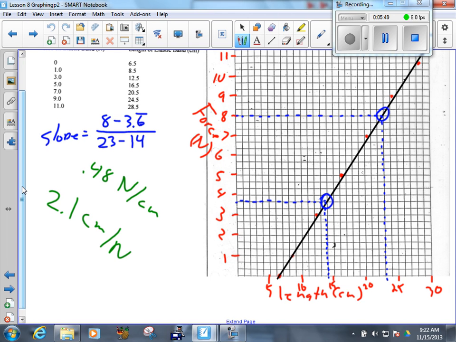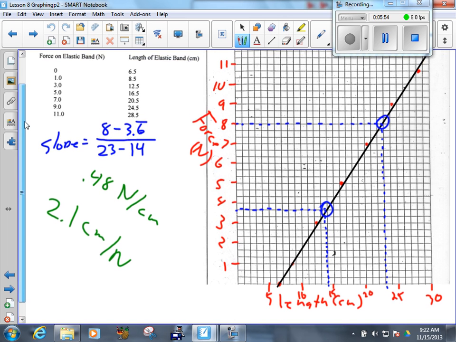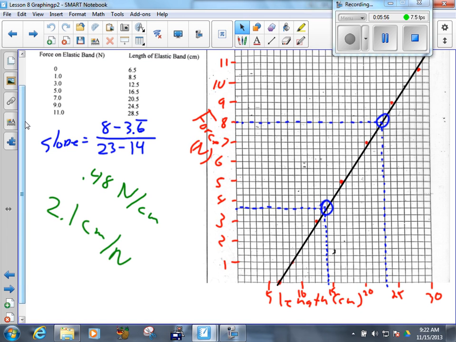How many people are on to the third one? All right. I'll leave this one up for a few more minutes so you can check it as you go, and then I'll put the third one up.